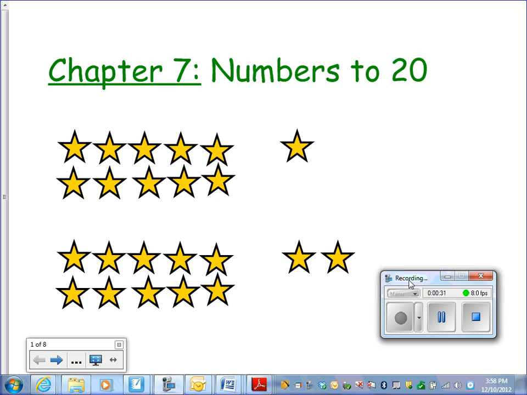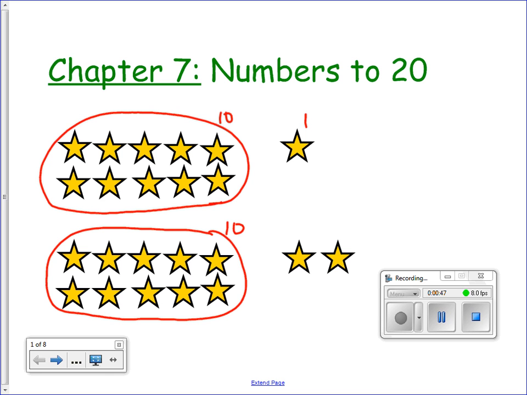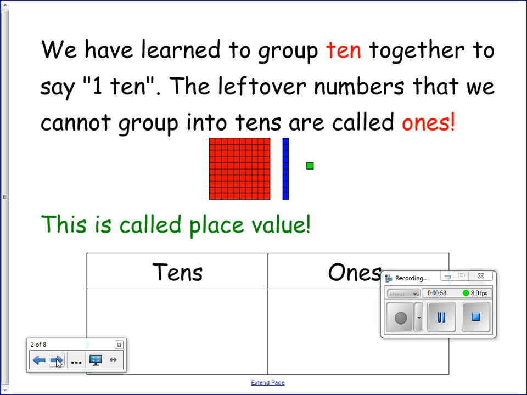So here's 10. So we've learned to say 10 and 1 makes 11. So 10 and 2 would automatically make 12. We've learned these patterns in teen numbers to later help us in solving our addition problems.